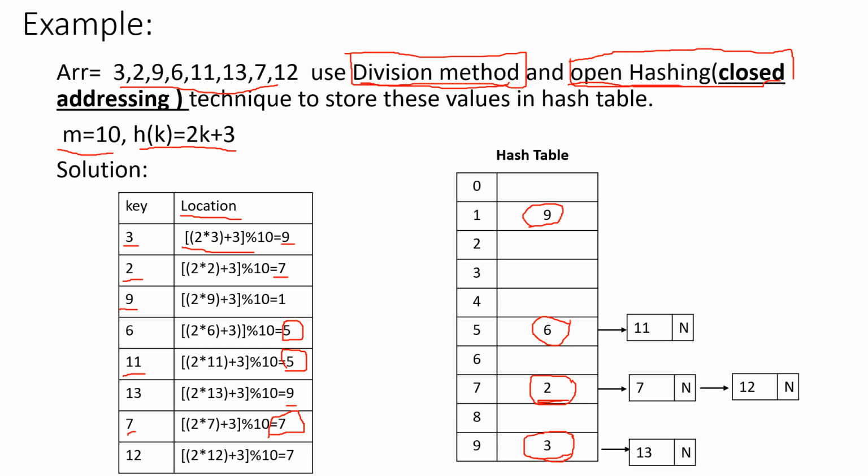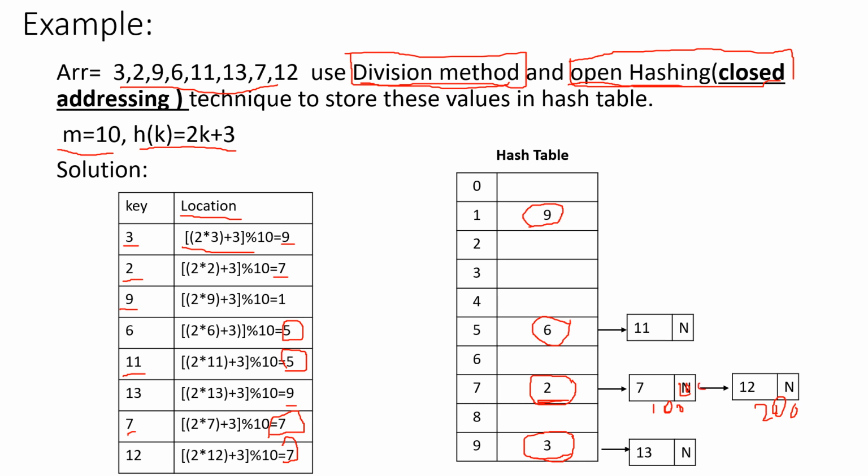Now 12 comes. For the 12, you are also getting index 7. Again a collision occurs. 2 is already stored. You have already stored the 7th element, one node. Again you create another node, and this next pointer is going to store the address of the next node. Suppose their address is 100 and the 12 address is, suppose, 200. So this pointer is going to store 200.